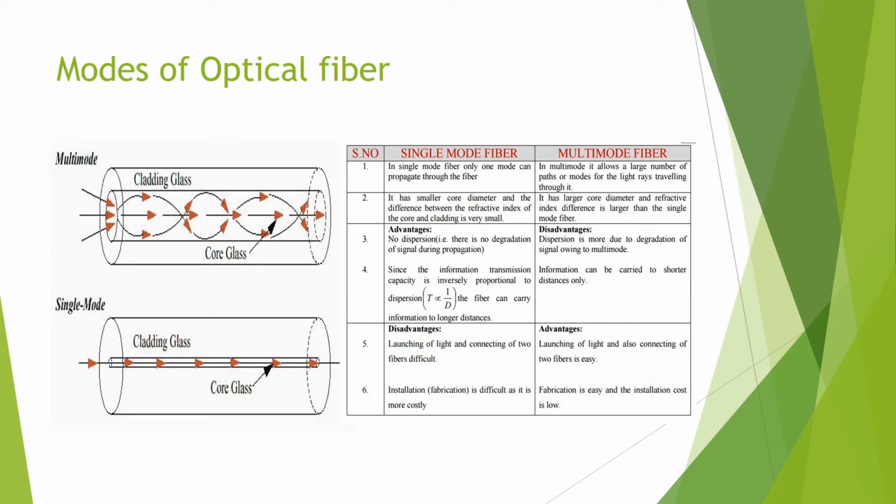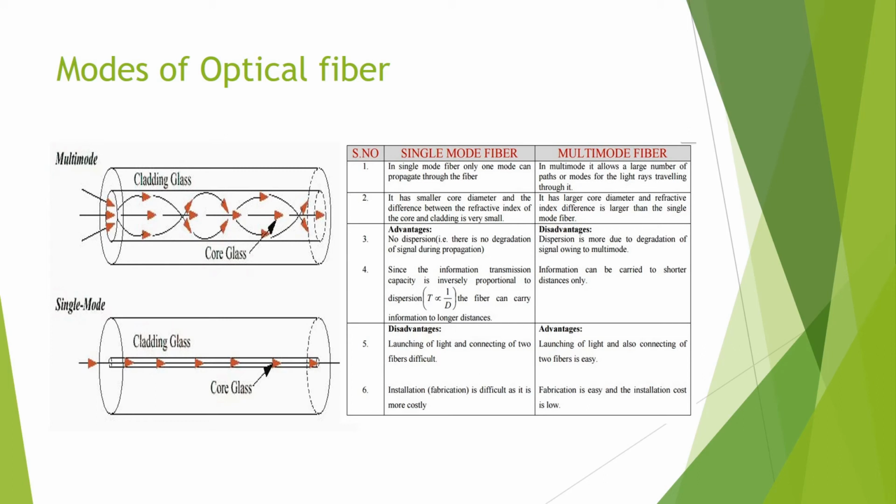When we talk about multi-mode fibers, they are made up of multiple components such as glass, clad glass, silica, clad silica, doped silica, etc. Hence, the core diameter of the multi-mode fiber is very large compared to single mode fiber. So here you can see the core diameter of the multi-mode fiber is large as compared to the core diameter of the single mode fiber.